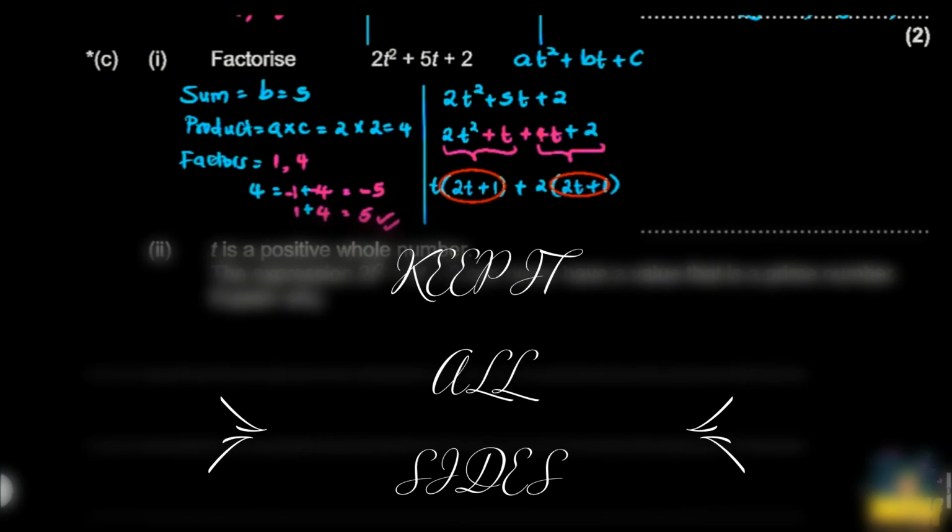So I'll have t as the term that is common in the first pair, and then I remain with 2t plus 1, and then 2 is common in the second pair to remain with 2t plus 1. So then I factor out the bracket so that I remain with 2t plus 1 and then t plus 2. And that's the end.